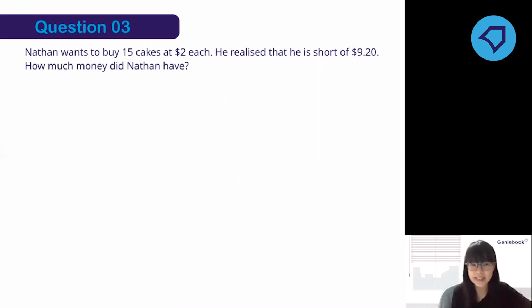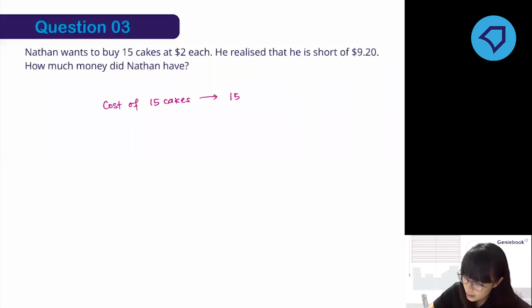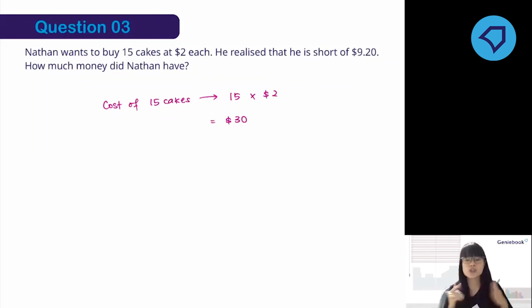Let's take a look over here now. Nathan wants to buy 15 cakes at $2 each. So the first thing we need to do is to find the cost of 15 cakes. What is the cost of 15 cakes? 15 cakes at $2 each. If you take 15 times 2, you get $30. That means he needs to pay $30 for all the cakes.